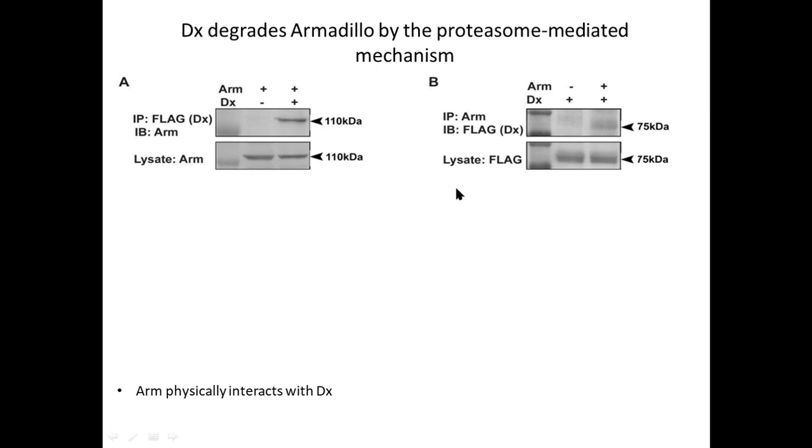In image B, we did the reciprocal of the previous experiment, where we first immunoprecipitated armadillo and later we immunoblotted the Deltex. It again shows the single band. From these two pictures, we can confirm that armadillo interacts with flag-tagged Deltex.